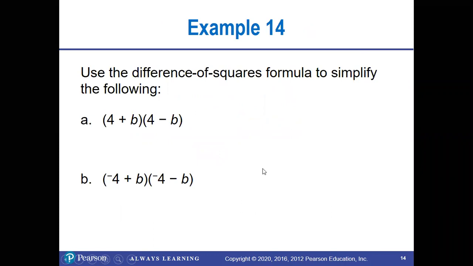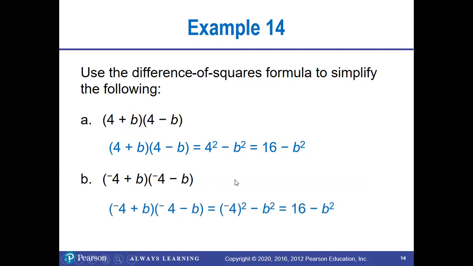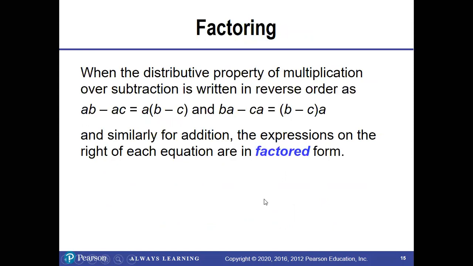Okay? So you can deal with these the same way. 4 and 4 would be 16. b and b are the same, one positive, one negative, so I'll get 16 minus b squared. Okay, you always have to have a minus sign. It's called difference of squares. Difference means minus. So here we have the same thing. 4 and 4 would be 16, and we get 16 minus b squared, which ends up being the same answer. So when using distributive property of multiplication over subtraction, always know the reverse possibly might work.